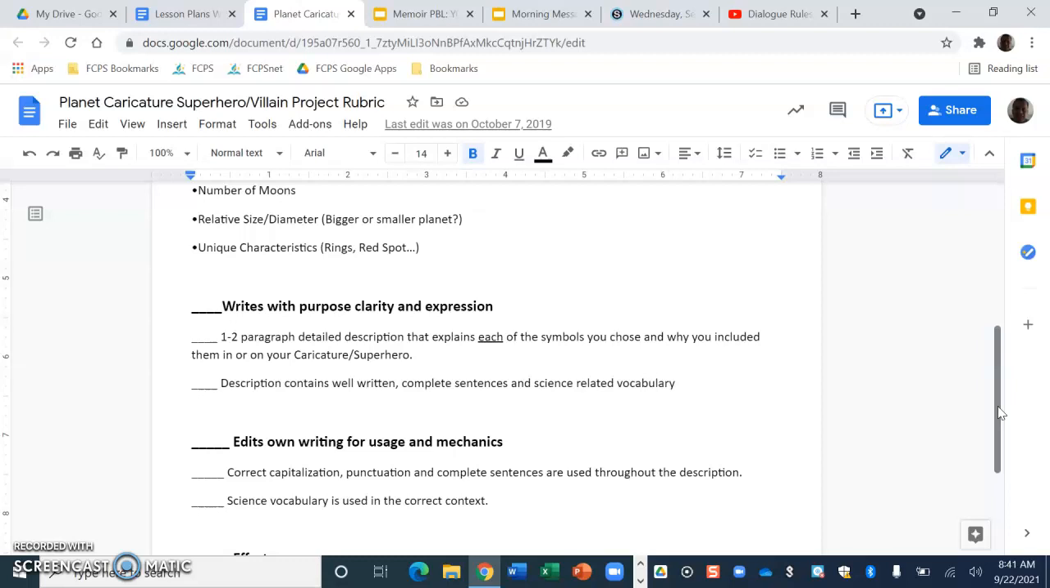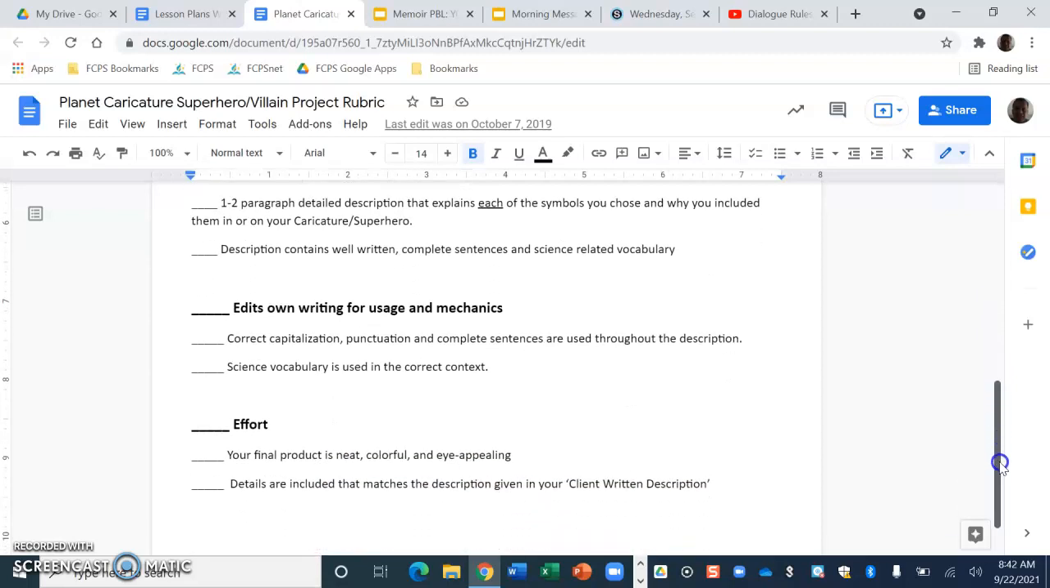The other thing that I'm looking for is complete sentences and science-related vocabulary. Science-related vocabulary would be terms that we talked about so far this year. That could be like astronomical units, diameter. It could be what a planet is. It could be the rotation. It could be orbit. Words like that would be science-related vocabulary.